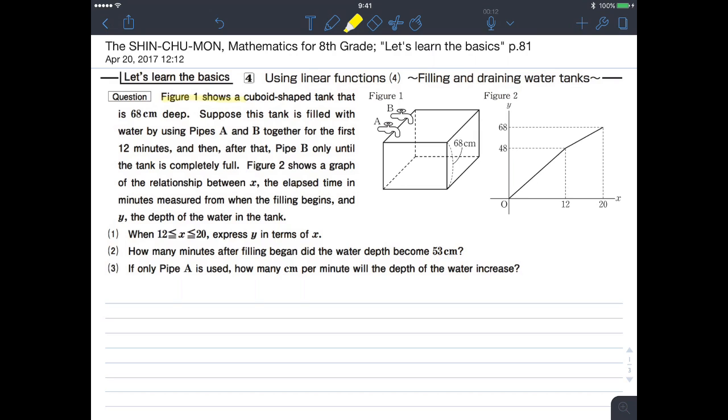Figure 1 shows a cuboid-shaped tank that is 68 centimeters deep. Suppose this tank is filled with water by using pipes A and B together for the first 12 minutes, and then after that, pipe B only until the tank is completely full. Figure 2 shows a graph of the relationship between x, the elapsed time in minutes measured from when the filling begins, and y, the depth of the water in the tank.